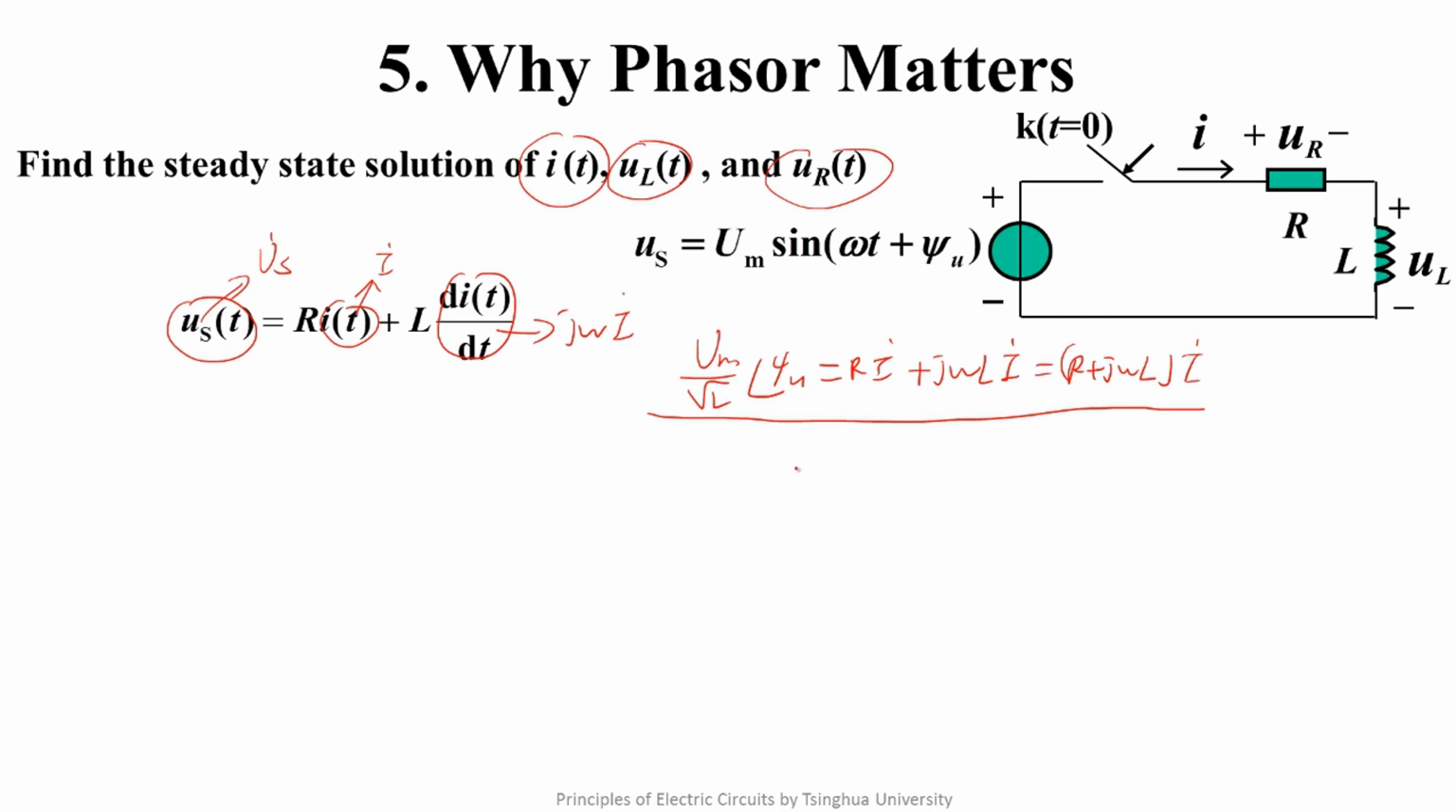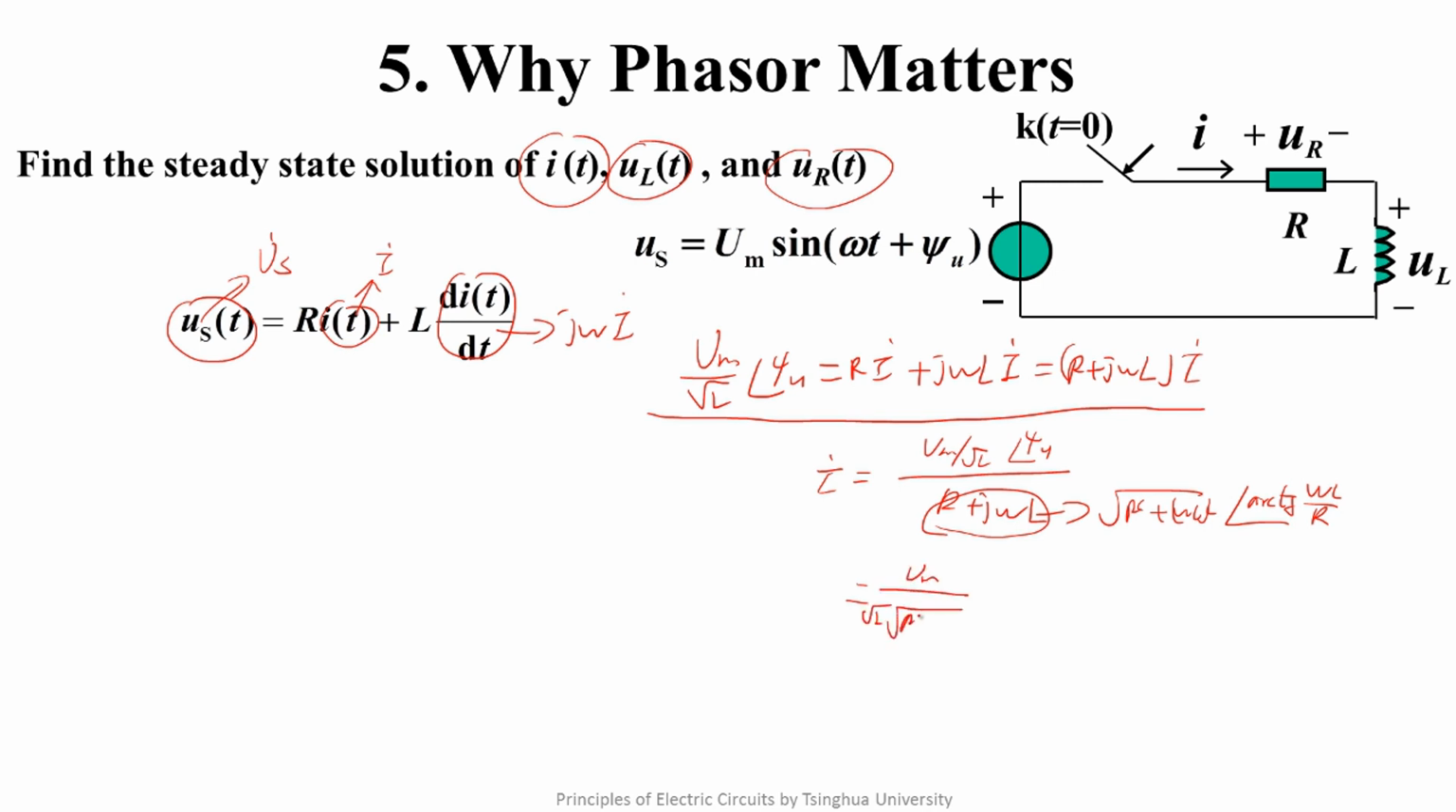We can easily get that phasor I equals U_m over the square root of 2 with a phase angle ψ_u, over R plus jωL. Further, R plus jωL can be written as the square root of R squared plus (ωL) squared with phase angle arctangent ωL over R. Then we get that the corresponding phasor is U_m over the square root of 2 times the square root of R squared plus (ωL) squared, with phase angle ψ_u minus arctangent ωL over R.